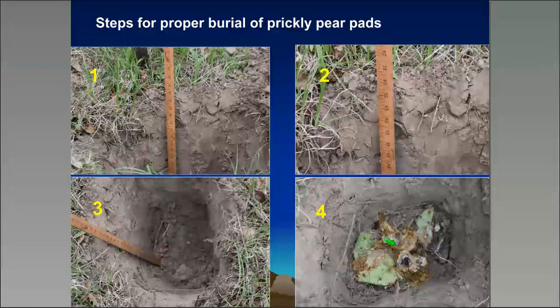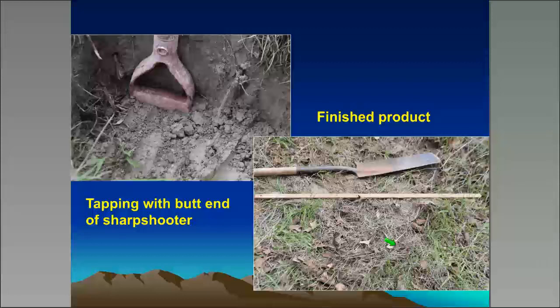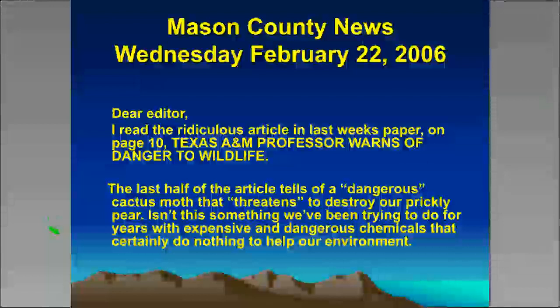And then I put my infected prickly pear pads at the bottom of it. Then I begin the covering process. But along the way, I'm going to use the butt end of my sharpshooter to pack the soil so that I can get most of the soil back in the hole, and I'm going to end up with a finished product that looks like this. And I have made it so that the Cactoblastis cannot come back to the surface and then be a potential infector of prickly pear again.